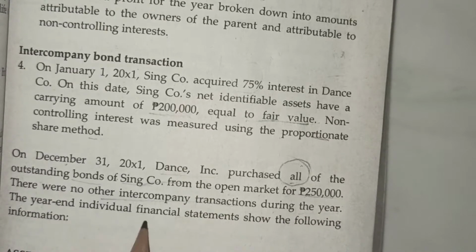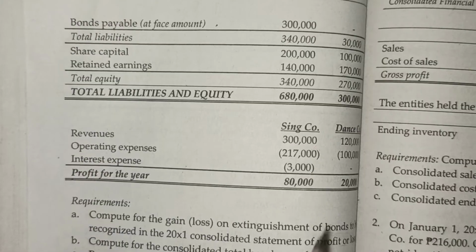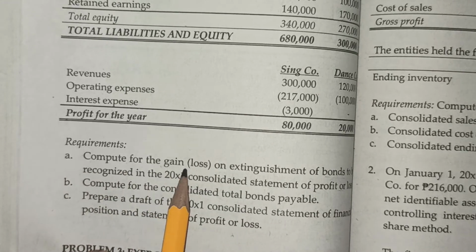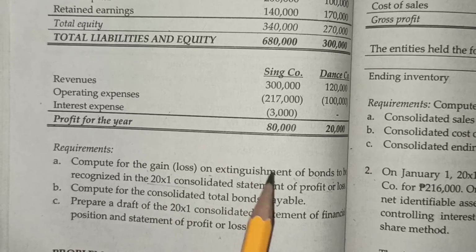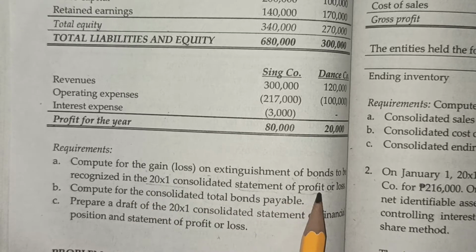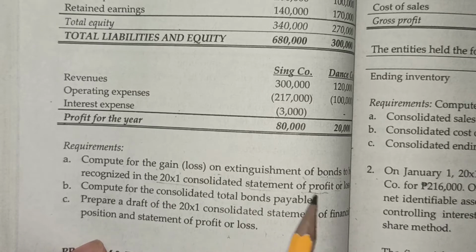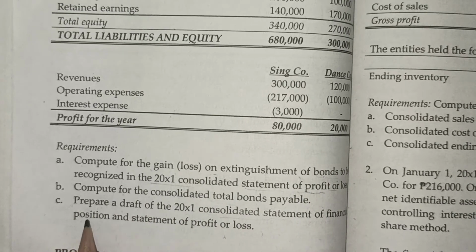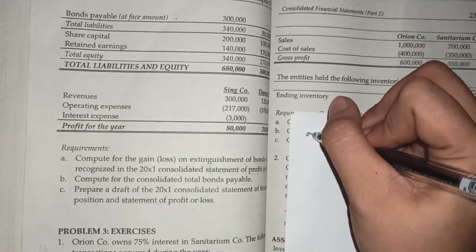The year-end individual financial statements show the following information. So, ito. Tapos ito. So, yung requirement. Letter A. Compute for the gain or loss on extinguishment of bonds to be recognized in the 20X1 consolidated statement of profit or loss. Letter B. Compute for the consolidated total bonds payable. Letter C is prepare a draft of the 20X1 consolidated statement of financial position and the statement of profit or loss. So let's go to requirement A.